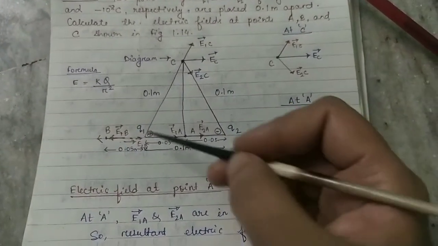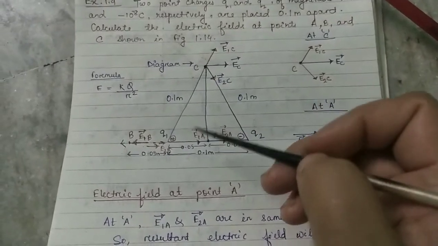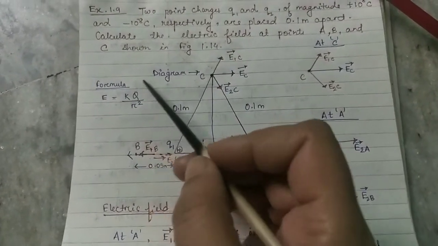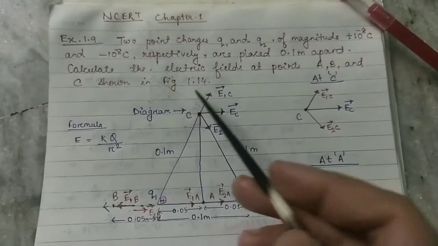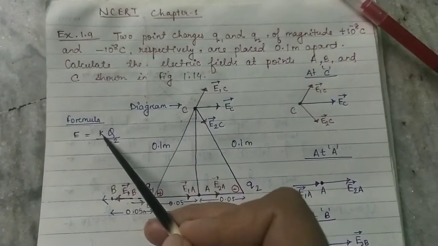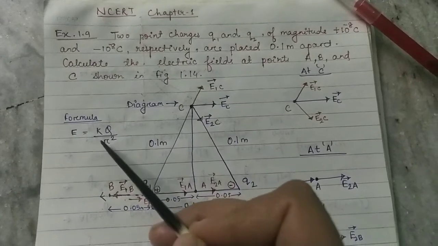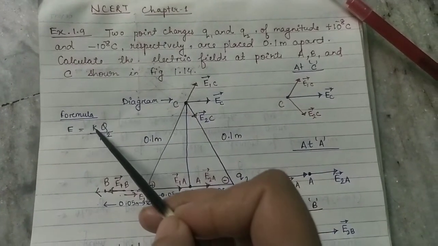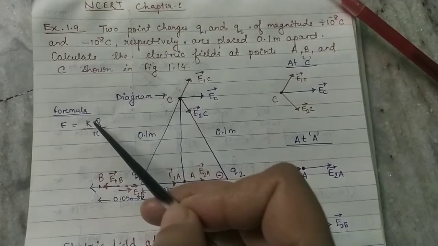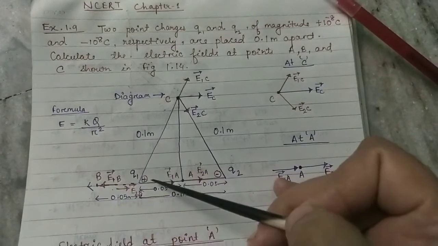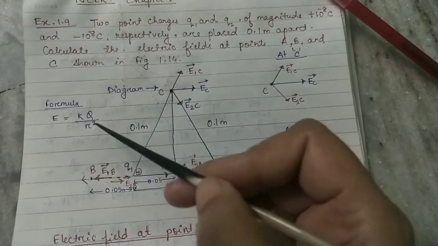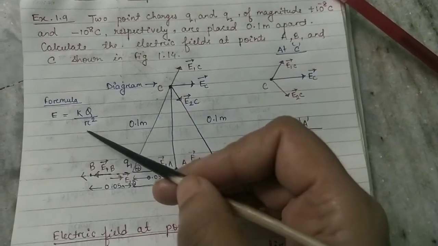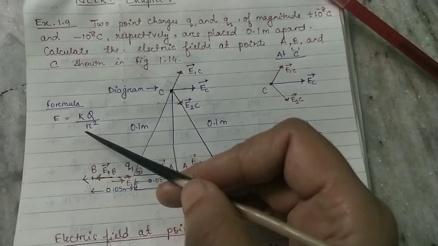Now we have completely understood the diagram. Next we will go for the formula. Which formula to be used here? We have to calculate the electric field. So what is the formula for electric field? Electric field E equal to K Q by R square. K is a constant, Q is the charge. Here we are having two charges, and what is R? R is the distance between the charge and the point where you want to find the electric field.